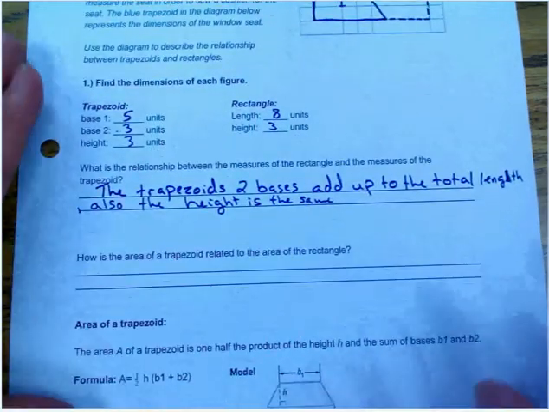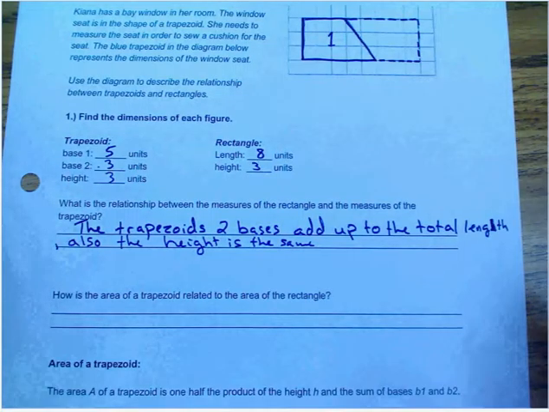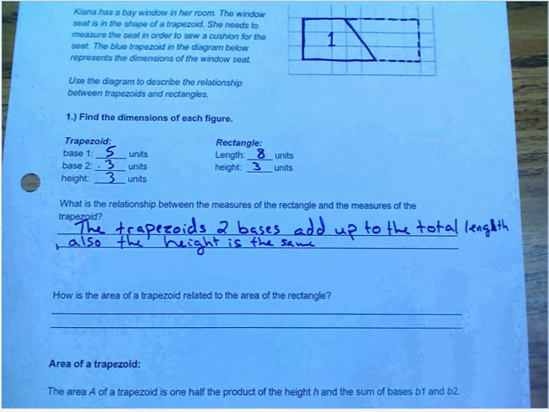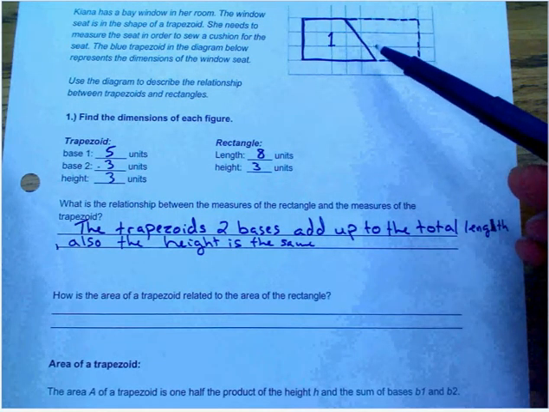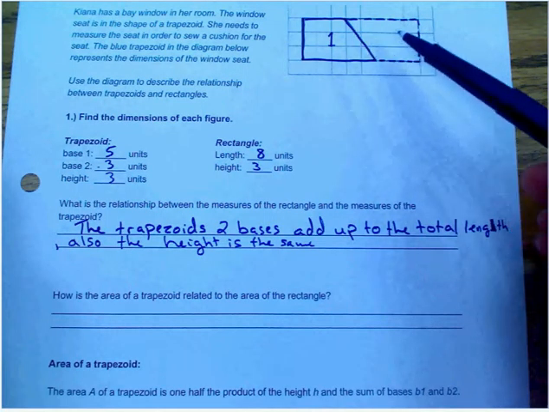Now, just like we talked about yesterday, the area of our rectangle is double that of the area of our triangle, as long as they're congruent. So that means that our trapezoid's area is half that of our total rectangle.